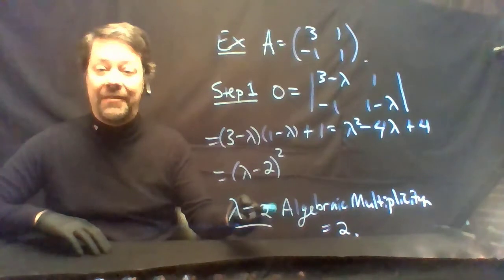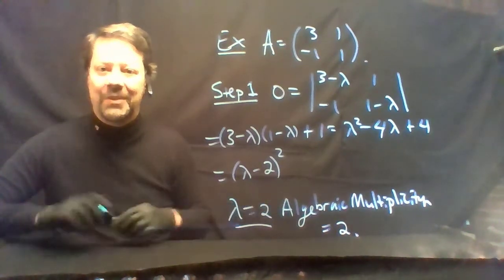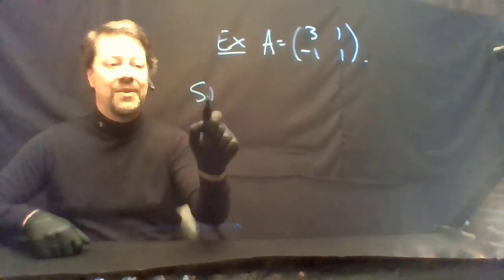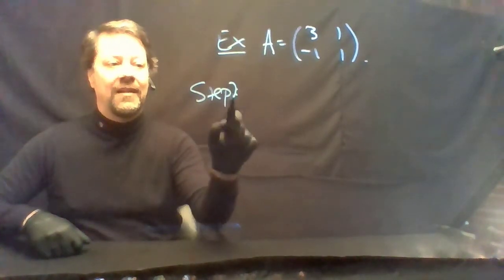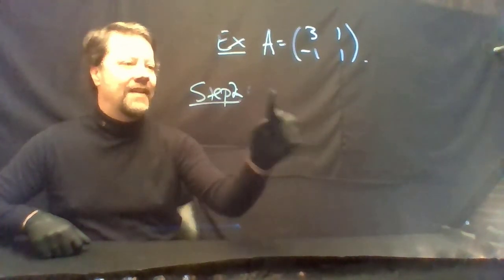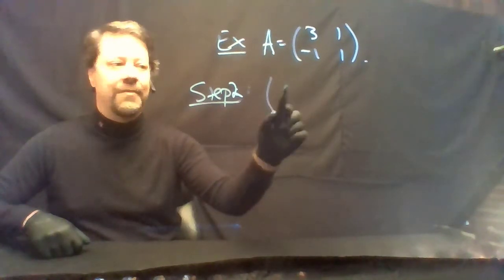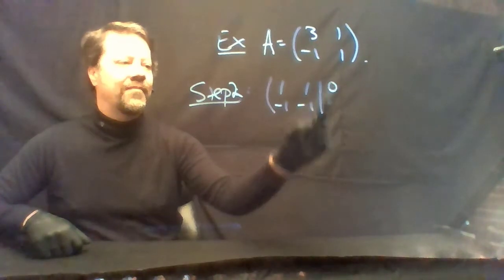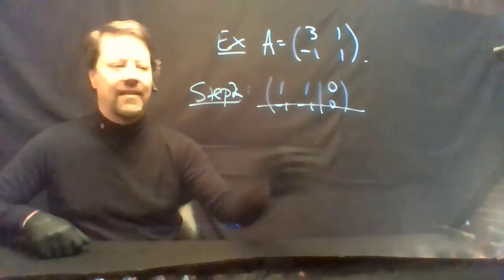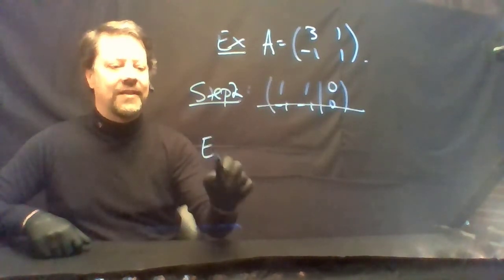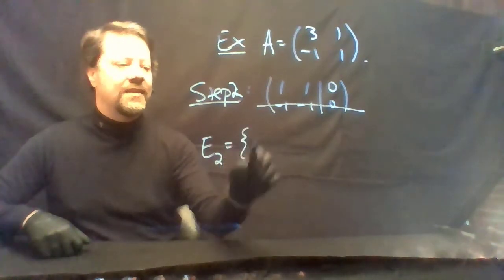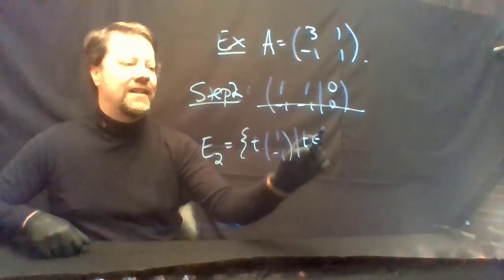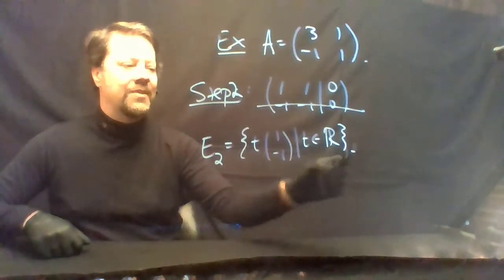We'll make a formal definition of what we mean by algebraic multiplicity after this example. On step 2, we find the eigenvectors. To do that, we subtract 2 from the diagonal elements. We get an eigenspace, E2, the set of all t times (1, -1), such that t is an element of the set of real numbers.